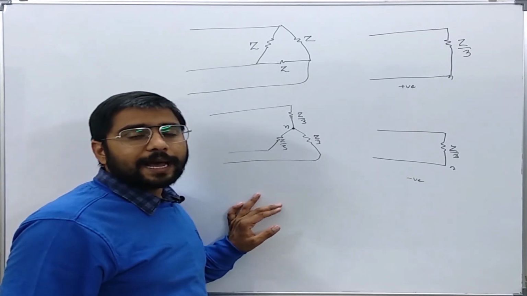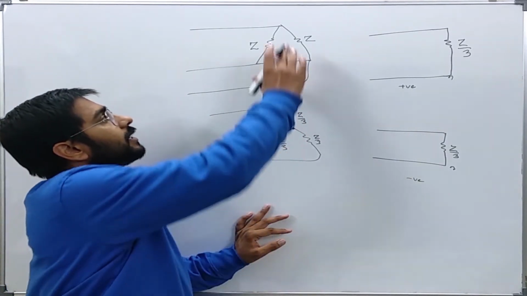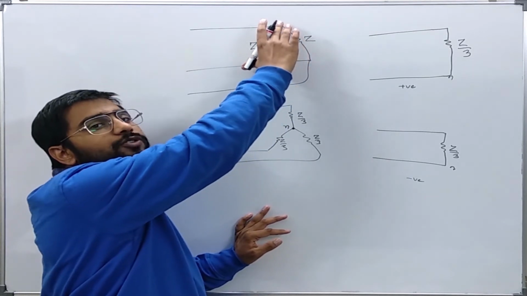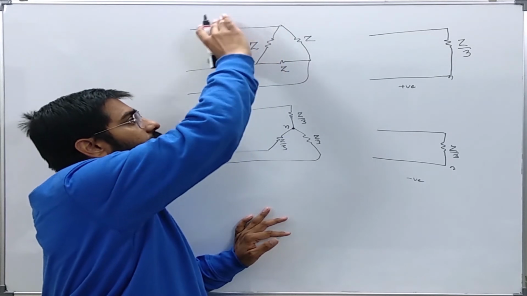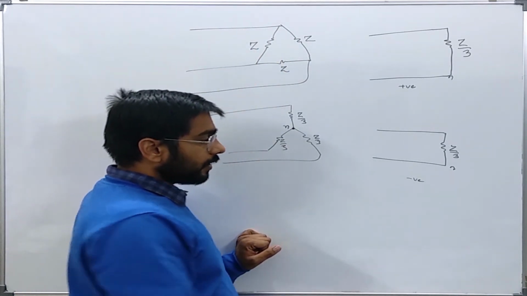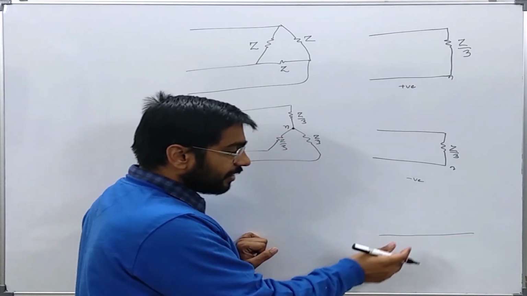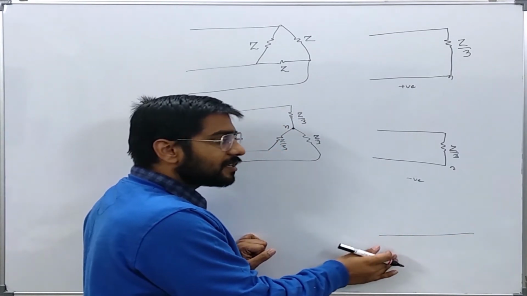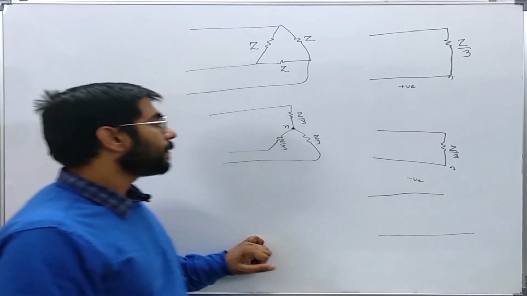Now, what will happen to the zero sequence current? Clearly, this delta can be considered as a super node, so there is no return path. So the zero sequence current cannot flow. Okay, so it is clearly said that there will be no connection between the reference bus of the zero sequence network and the line. It will be open.